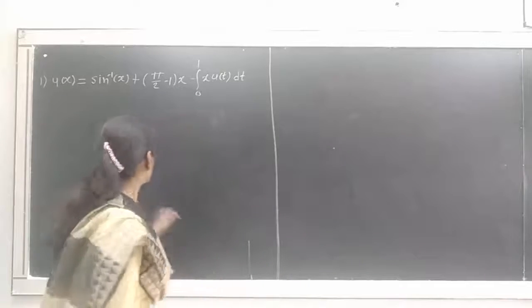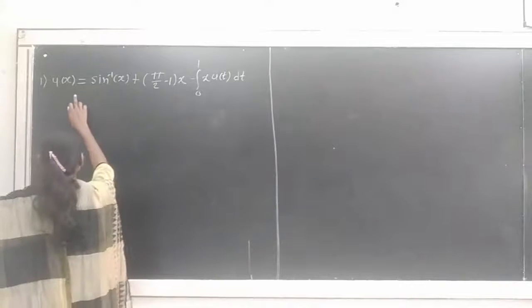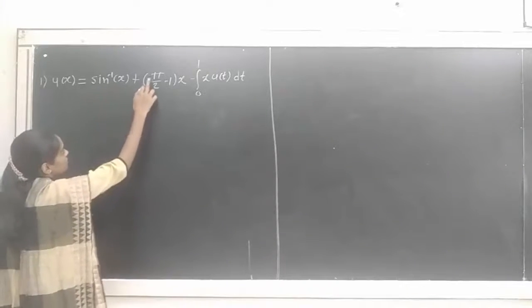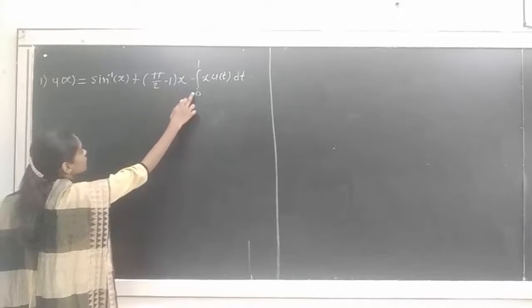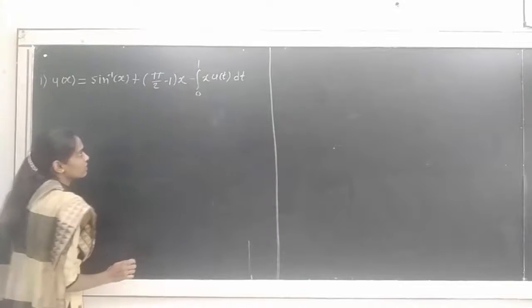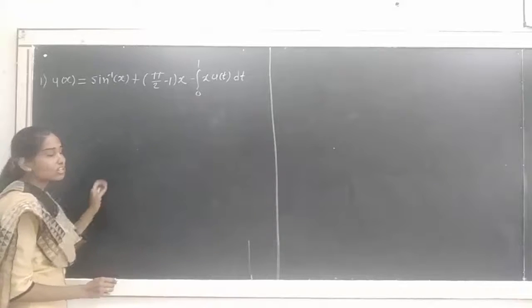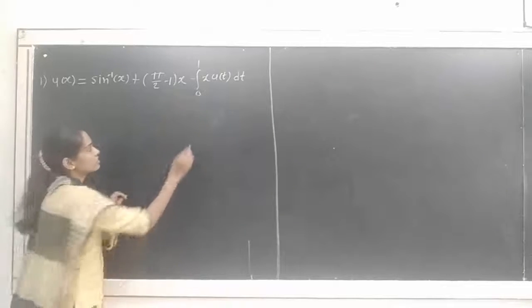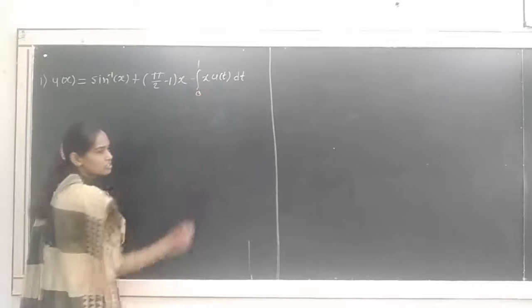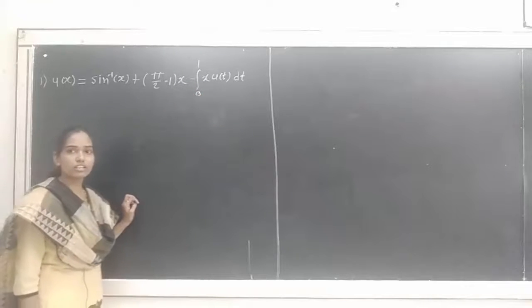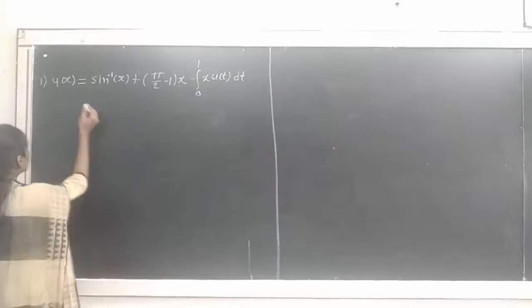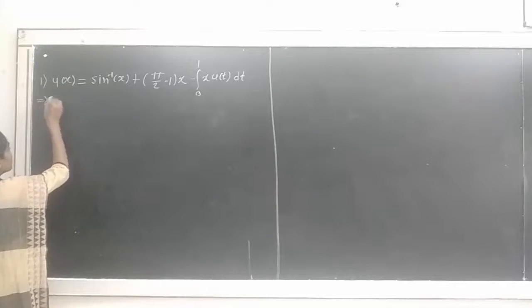Here we write the example, the integral equation u of x is equal to sin inverse x plus bracket pi by 2 minus 1 into x minus integration from 0 to 1 x into u of t dt. Here we observe that the integral limits are constant, therefore it is the Fredholm integral equation of second kind. So we solve it by the Adomian decomposition method.